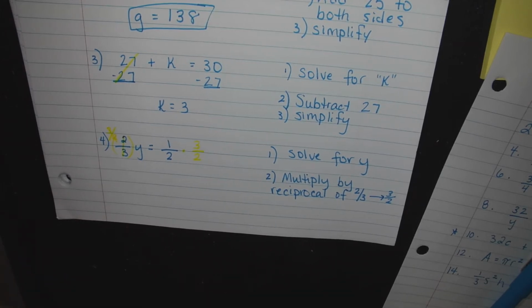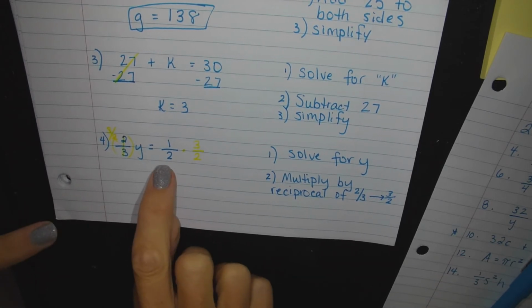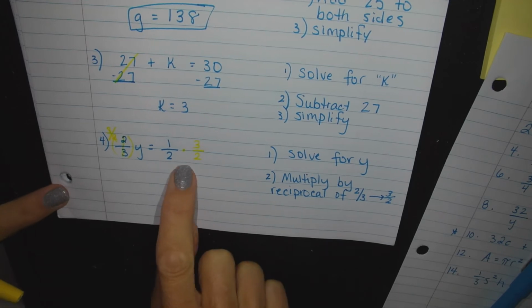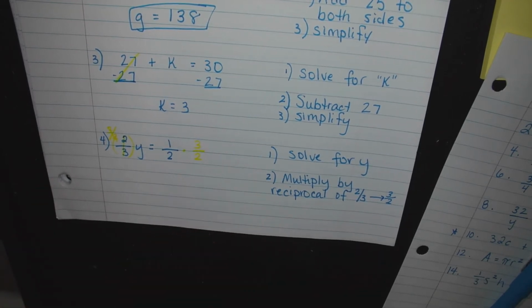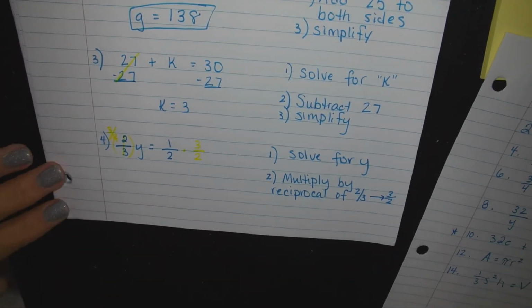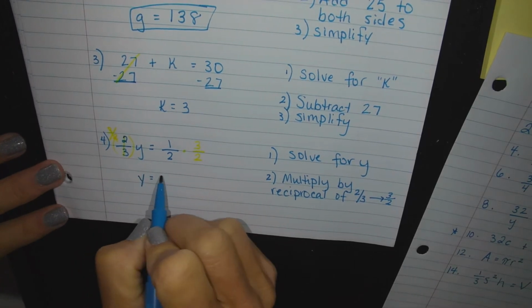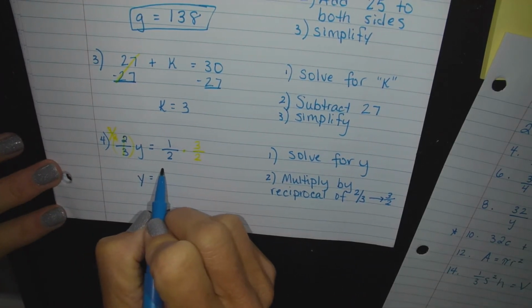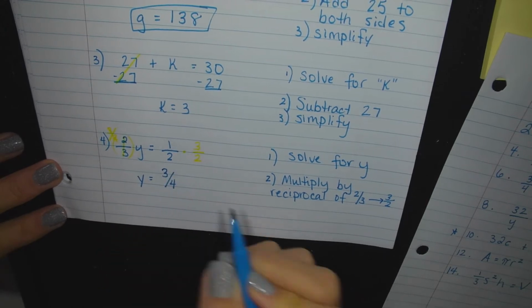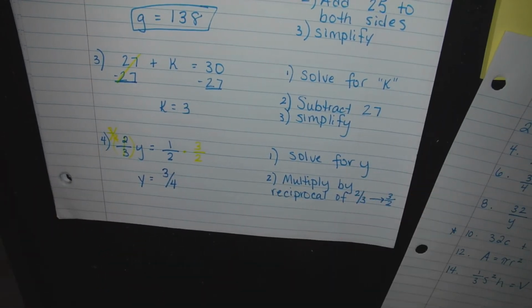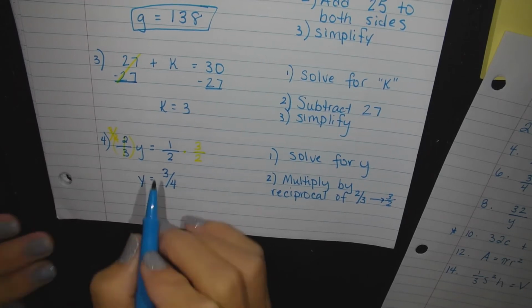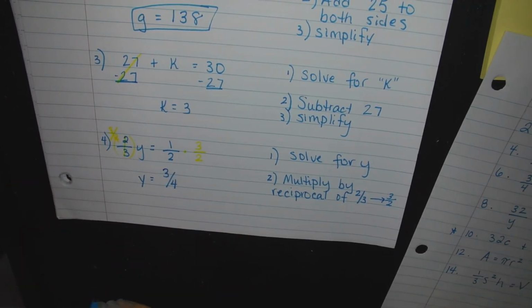Remember the multiplication inverse property that you learned? That's the whole point of doing it. So you have 1/2 times 3/2. What's the math here? Straight across, what's 1/2 times 3/2? Hello? 3/4. One times 3 is 3, 2 times 2 is 4.